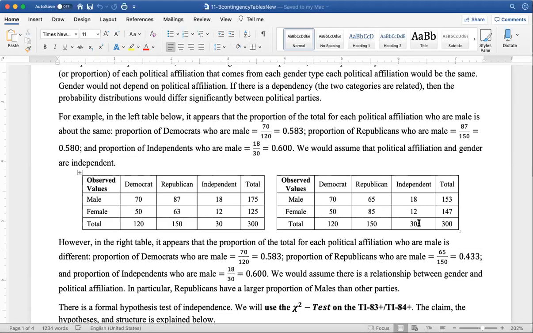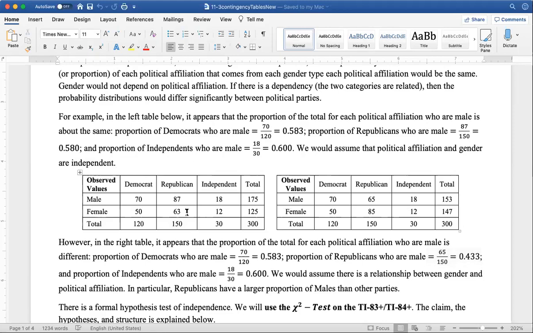And for independents, the numbers are the same: 18 out of 30 are male. And that again is 0.600. But we see that 0.600 and 0.583 are very close together, but the proportion of Republicans who are male is significantly lower. Well, is it significant? We're not sure, but it appears to be.